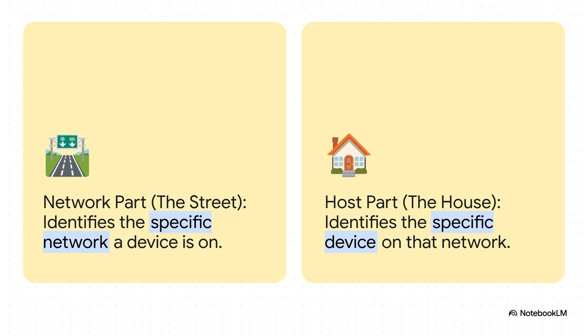A classic IP address is basically split into two main parts. You've got the network part. Think of that as the street name. It tells the data which neighborhood to go to. Then you have the host part. That's the specific house number, telling it exactly which device to knock on. Street, then house. It's simple, but it's brilliant.